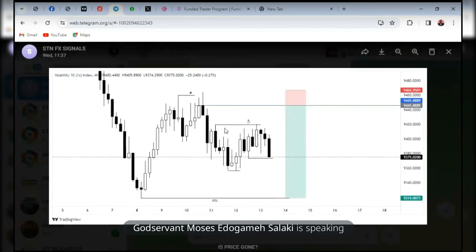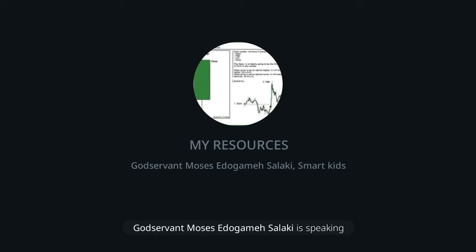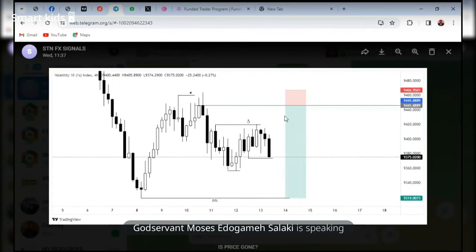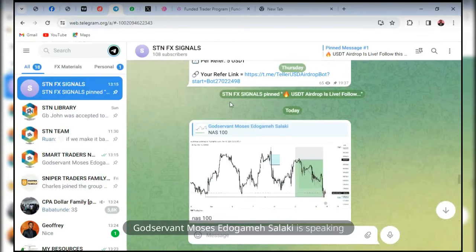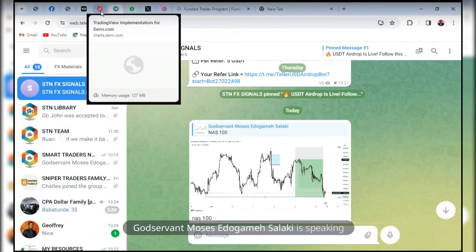I now gave out this whole setup. Price came in to tap this fair value gap, but I wanted price to come to this structural level. You can see the whole markup I did on Wednesday and dropped on the signal group. Okay, so I was waiting for price to come into that zone. So let's see what price has done right now.